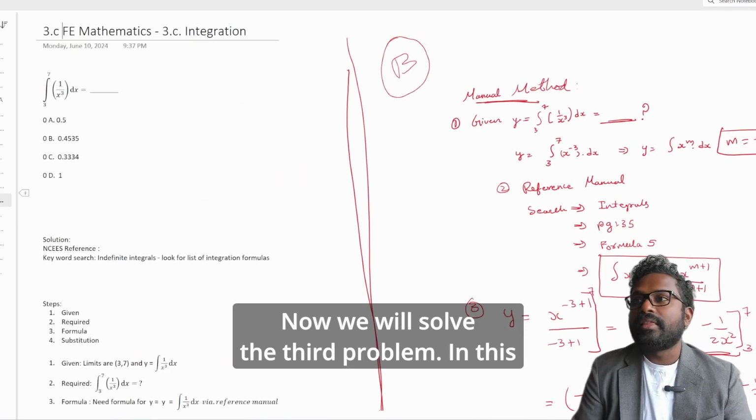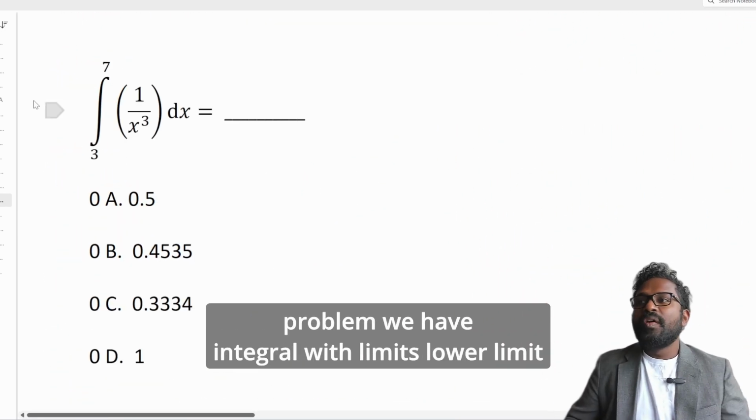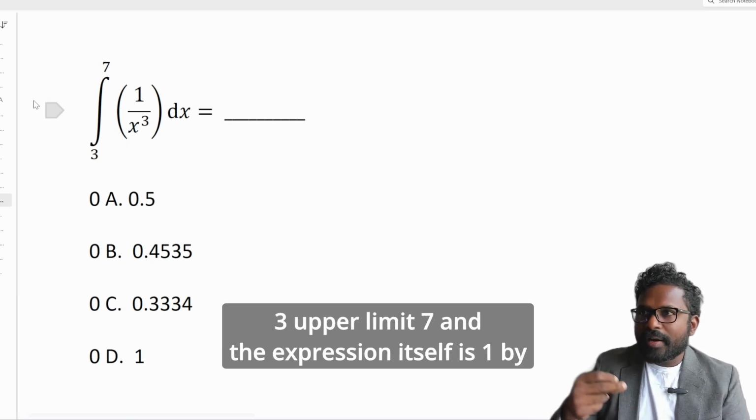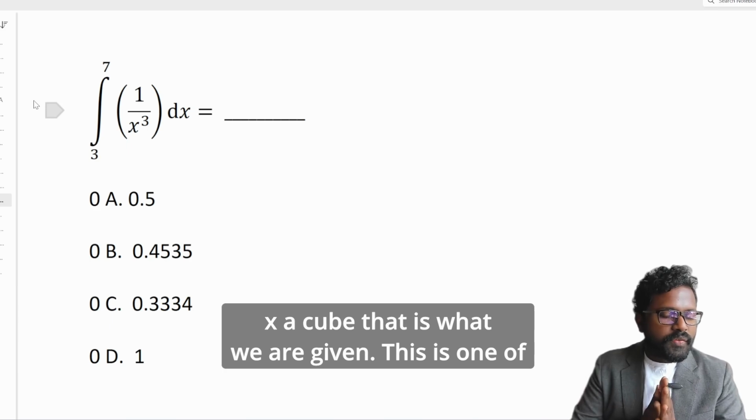Now we will solve the third problem. In this problem, we have an integral with lower limit 3, upper limit 7, and the expression itself is 1 by x cube. That is what we are given.